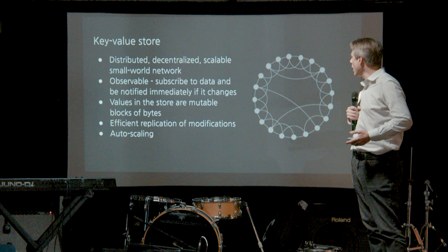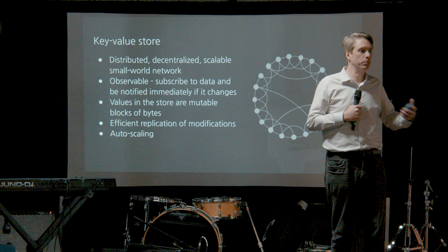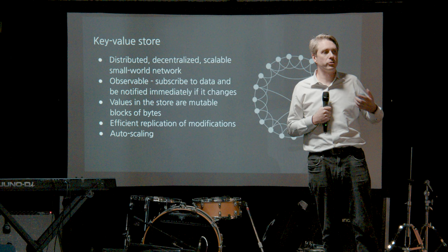As I mentioned, values in this store are just bytes. Because we think of this as building an operating system, we try to keep everything as flexible and low-level as possible. So we use just a raw array of bytes. We can take advantage of things like memory mapping, and all of these operating system tools to keep it super efficient and super flexible.